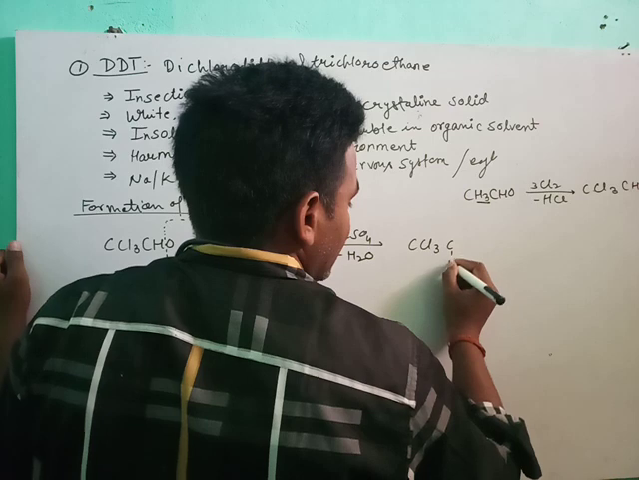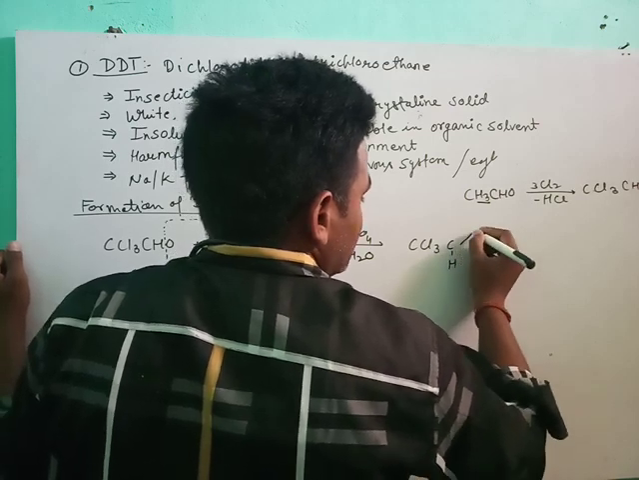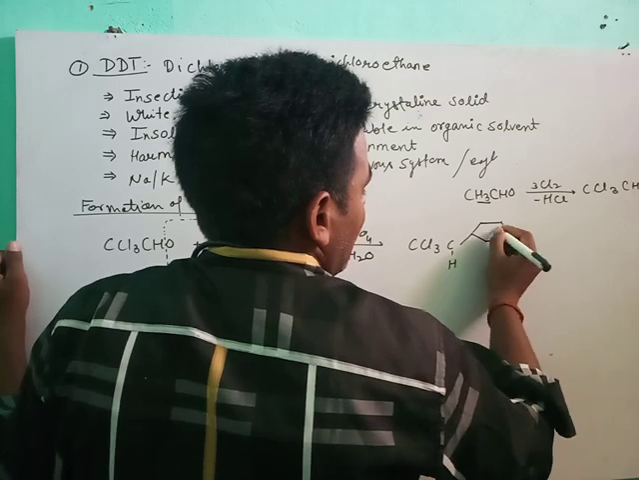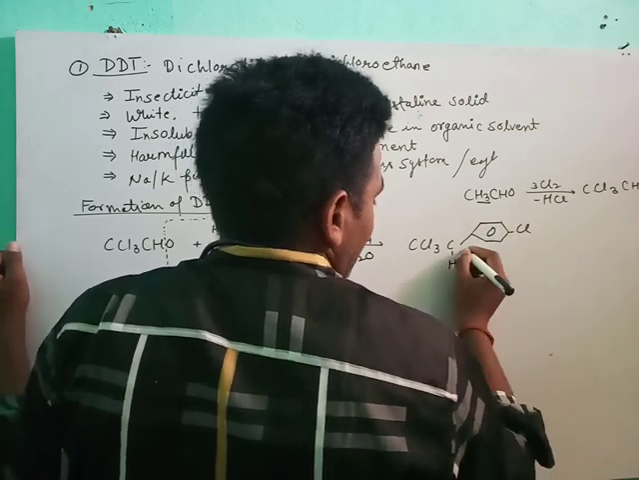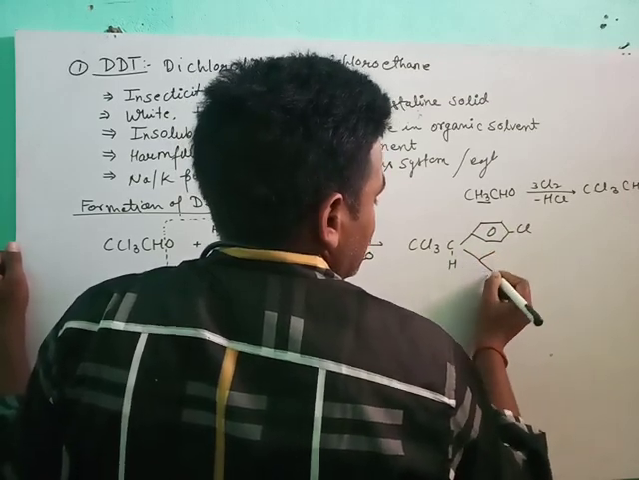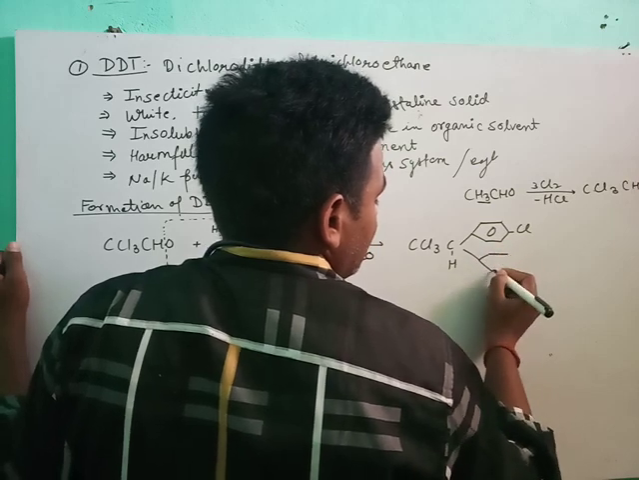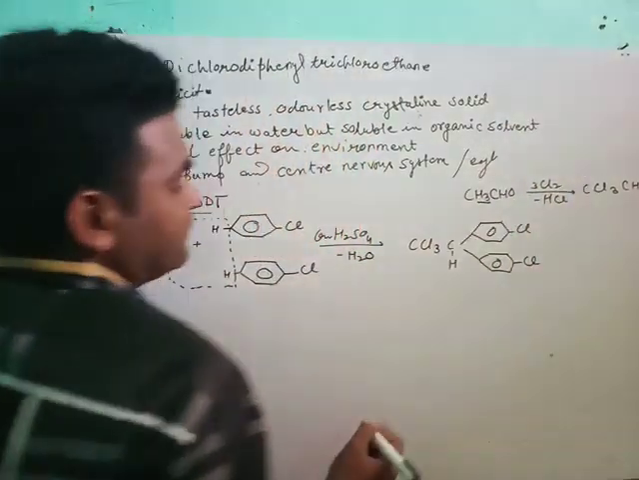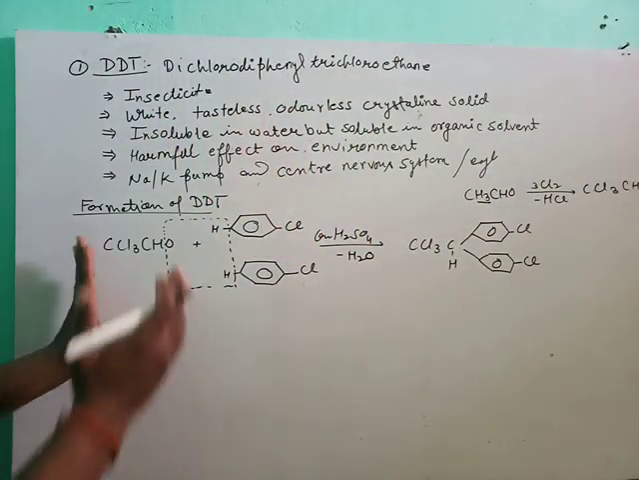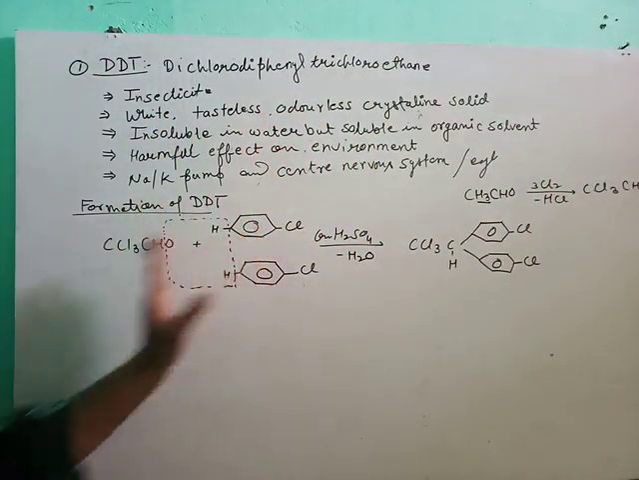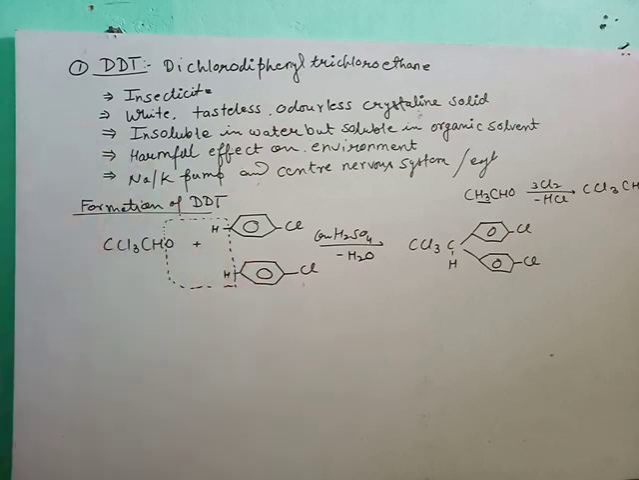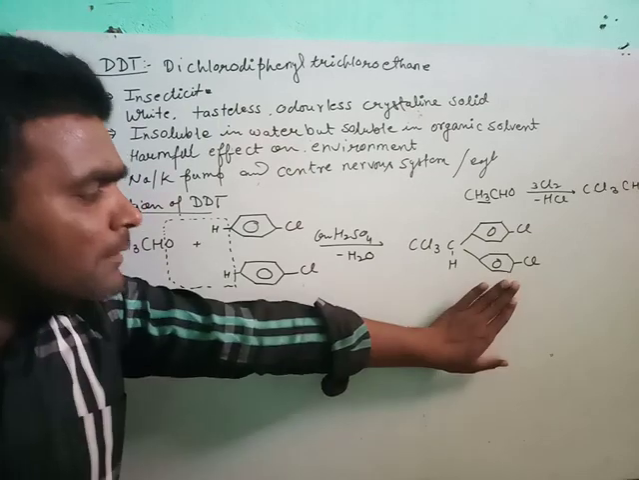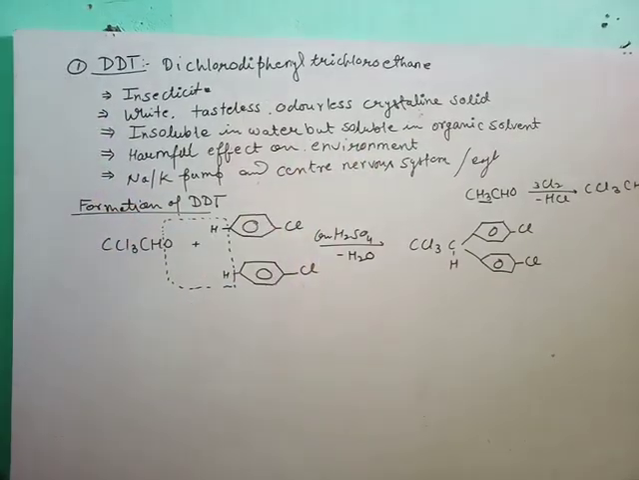This can be written as Cl3C-CH, single bond to a benzene ring with Cl, and here also a single bond to a benzene ring with Cl. Both halves, chloral and chlorobenzene, are added together and form CCl3CH with benzene and Cl. This compound is called DDT.